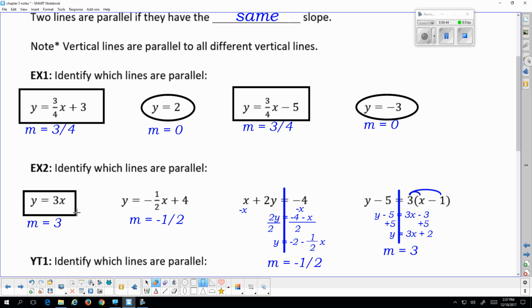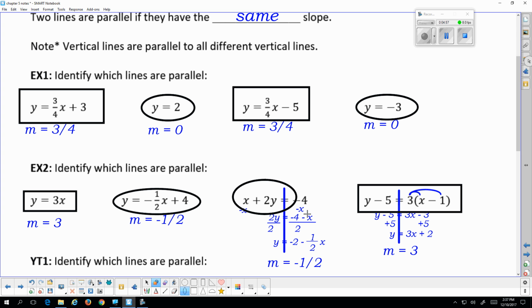We'll start with the first one and the last one. Both have a slope of 3. So they're parallel to each other. And then what other two lines are parallel? The second one and the third one are parallel to each other because they both have a slope of 1/2.